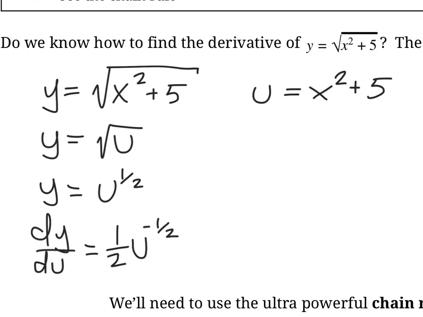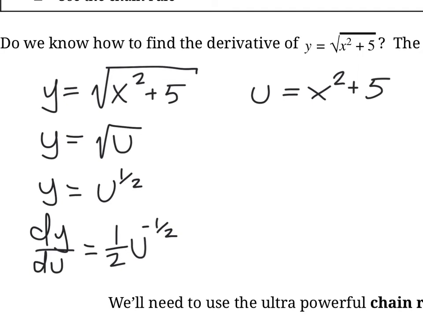So we have dy by du, we have u, and remember what we needed. We needed du by dx. Well, how do we find that? That's just the derivative of u with respect to x. And we can do that, it's just the derivative of this thing. The derivative of that is just 2x.